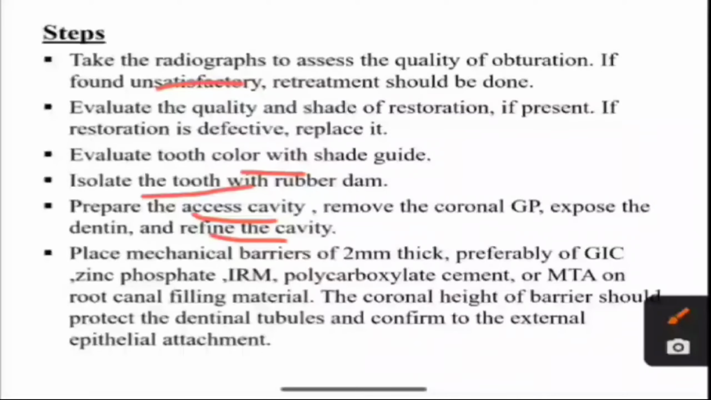After that, place a mechanical barrier 2 mm thick, preferably of GIC, zinc phosphate, polycarboxylate cement or MTA, on the root canal filling material. The coronal height of the barrier should protect the dentinal tubules and conform to the external epithelial attachment.